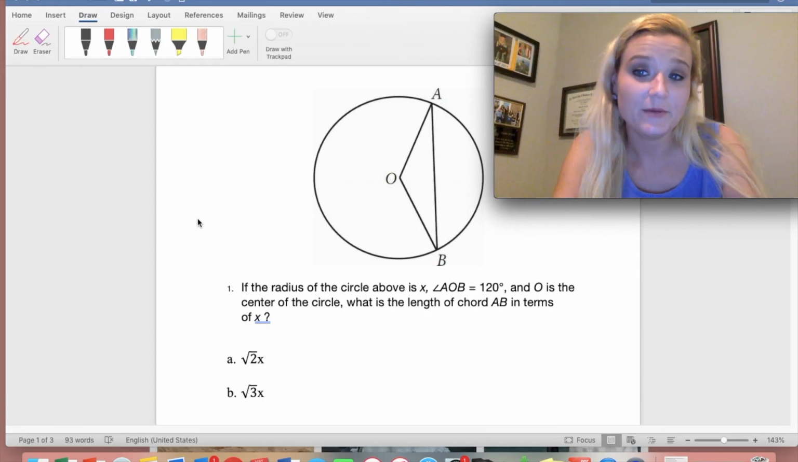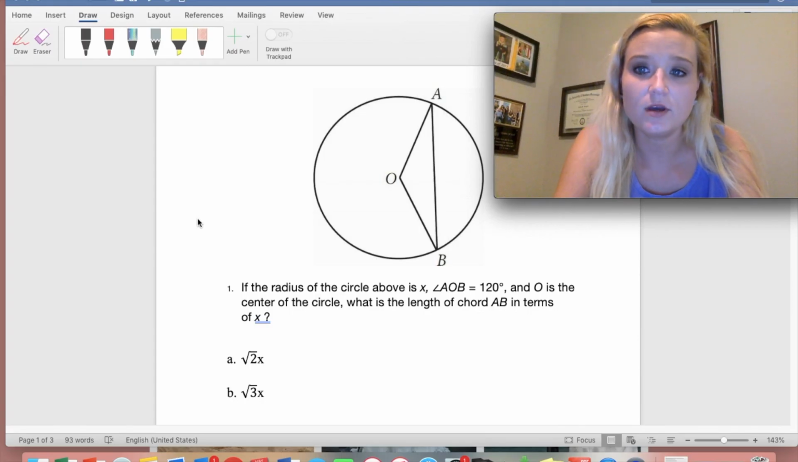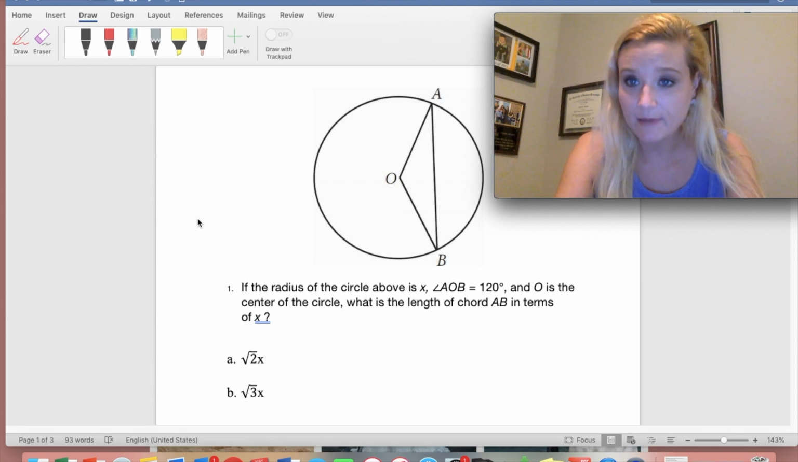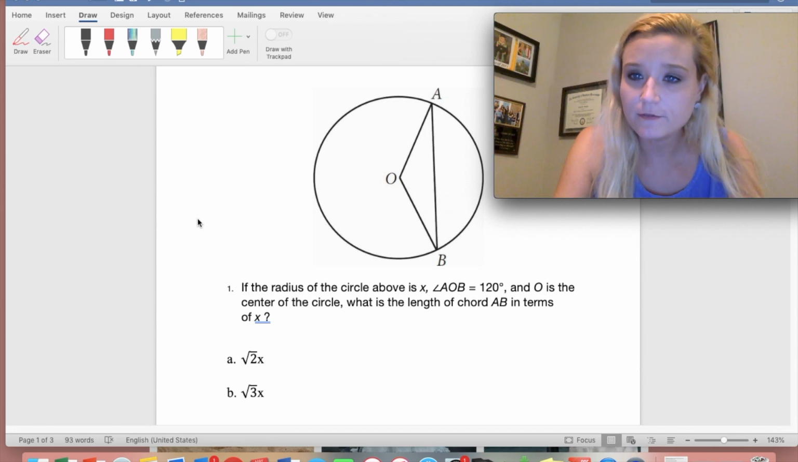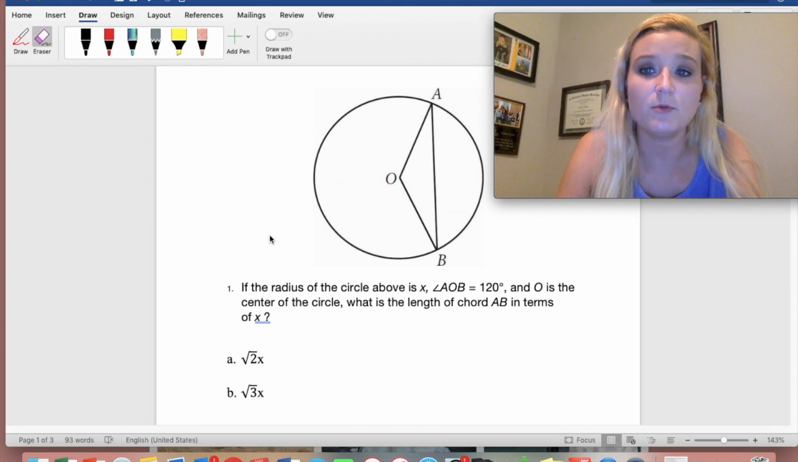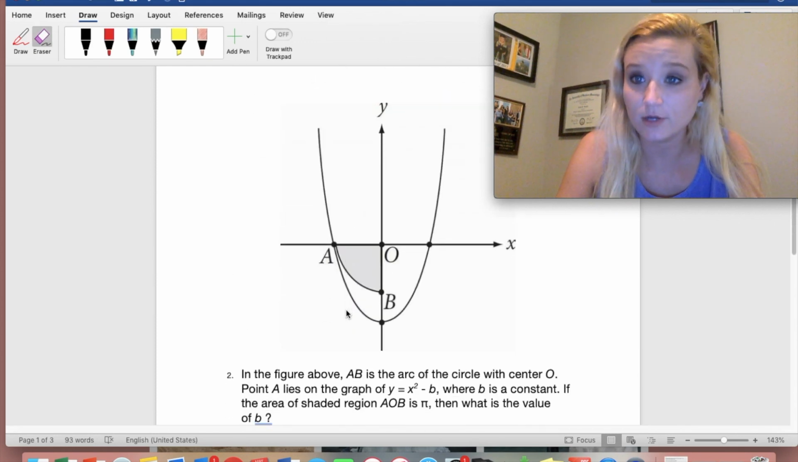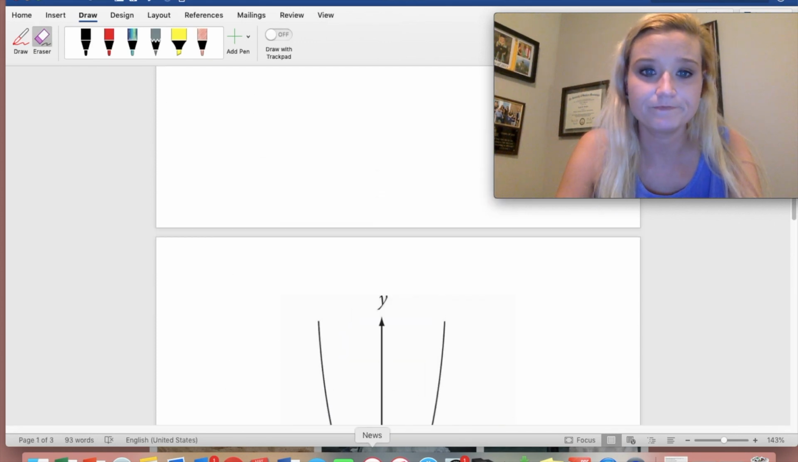Hey everyone, I'm going to work through a couple of problems that you would come across on the SAT calculator math section. These are going to be a little bit tougher problems. One of them is a multiple choice and the other one is a grid-in question. So let's get to work.